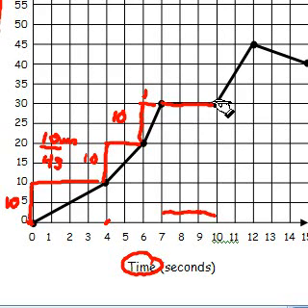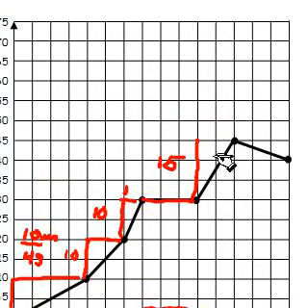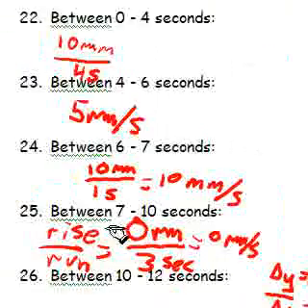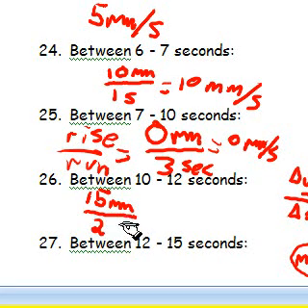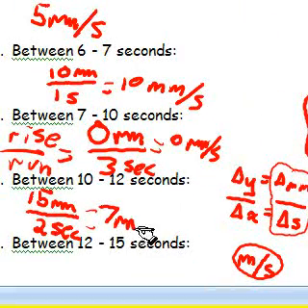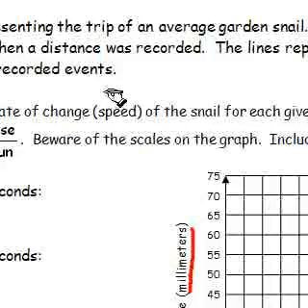And let's look at this one here. 5, 10, 15 was the rise, and the run was 1, 2. And remember, don't forget our units. This was 15 millimeters and our run was 2 seconds. So our snail, between 10 and 12 seconds, traveled a distance of 15 millimeters per 2 seconds, which equals 7.5 millimeters per second.